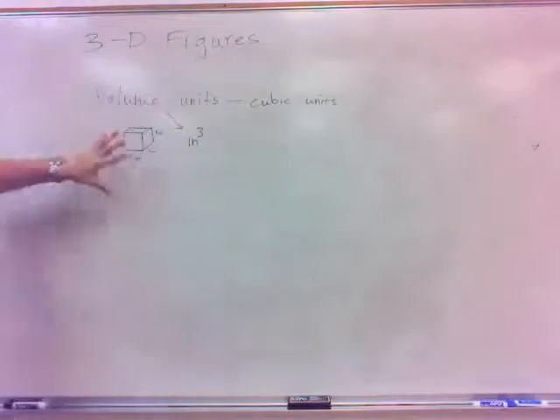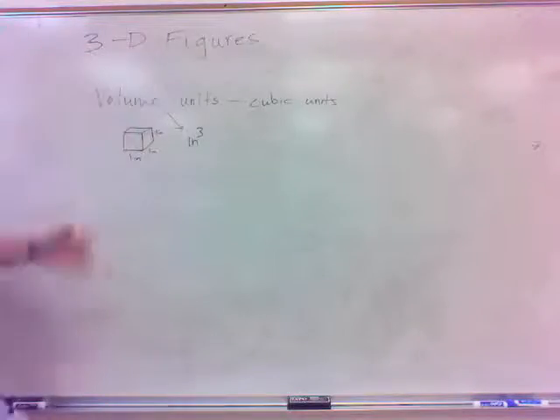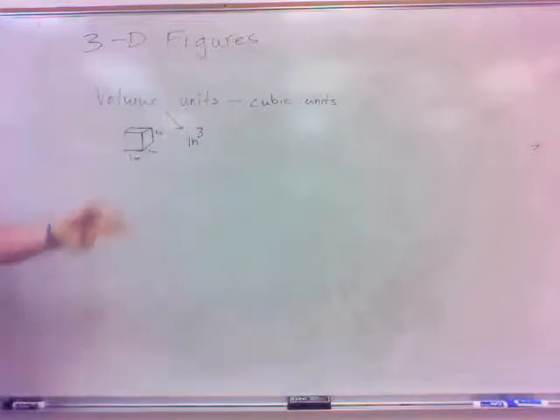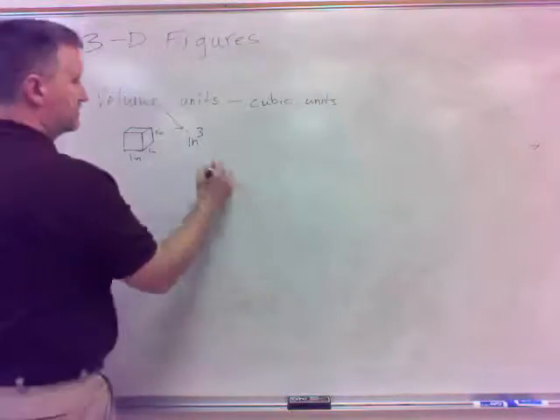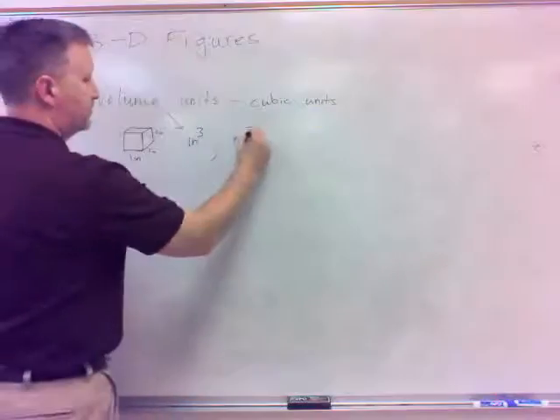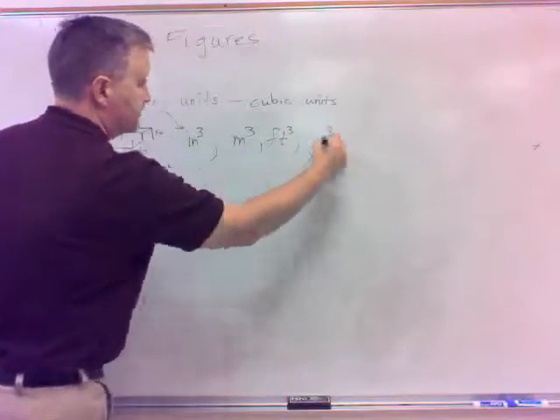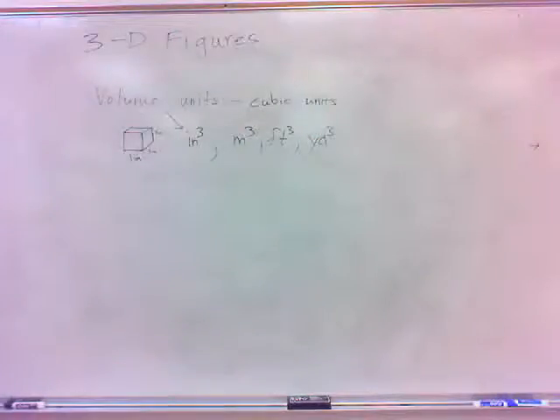I have to figure out how many of these little cubes would fit into, say, the bigger box, or how many will fit into any shape: cylinder, cone, pyramid, whatever it is. I want to figure out how many of these little cubes I could fit into each one of those figures. So the units will be cubic units: inches cubed, meters cubed, feet cubed, cubic yards. It depends on the size of your object what you want to use for the units.